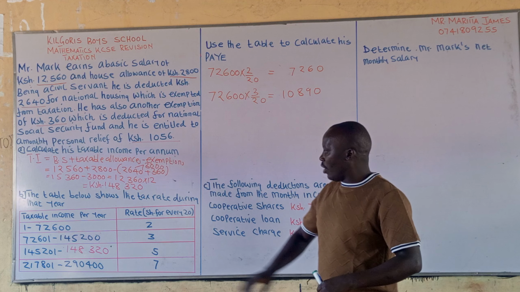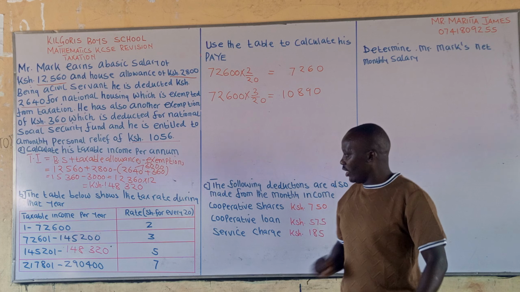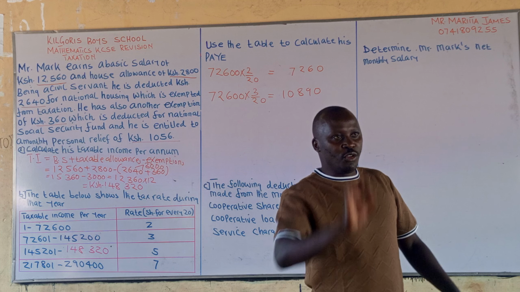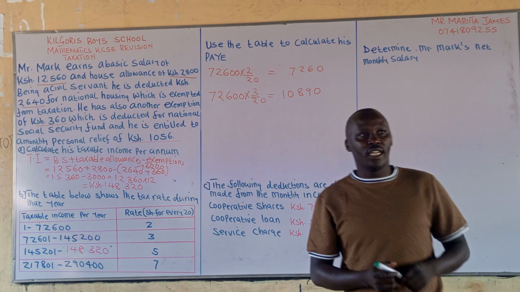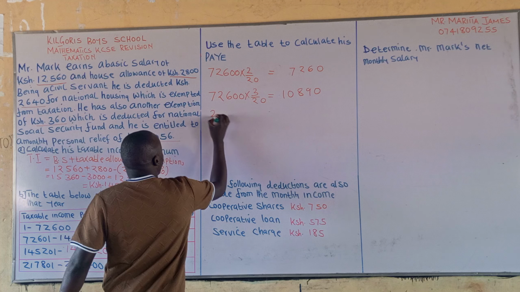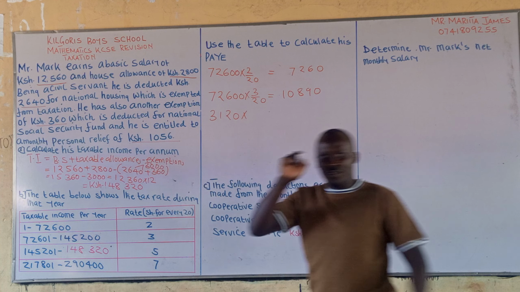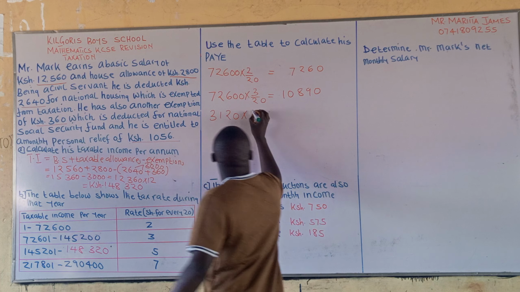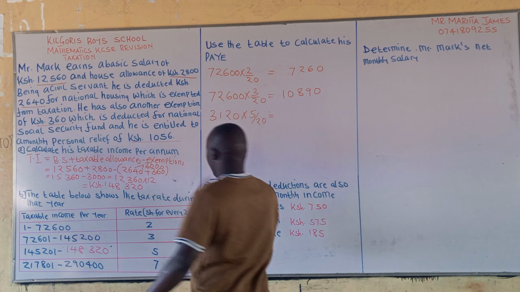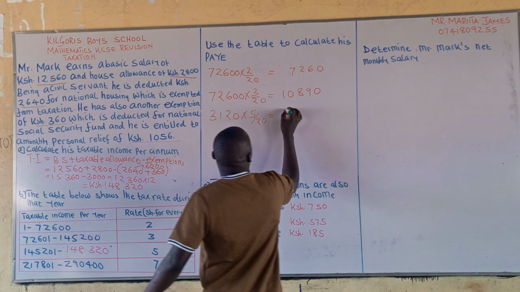Next we have our 148,320. We subtract 145,200. If you subtract those two values, you get 3,120. The rate for every 20 shillings is 5, and in that case you will get 780 shillings.